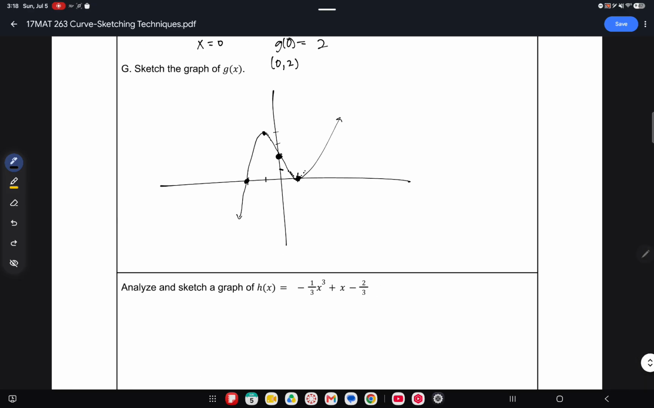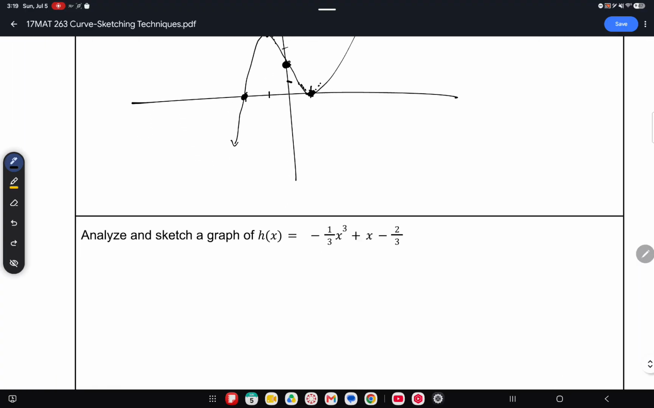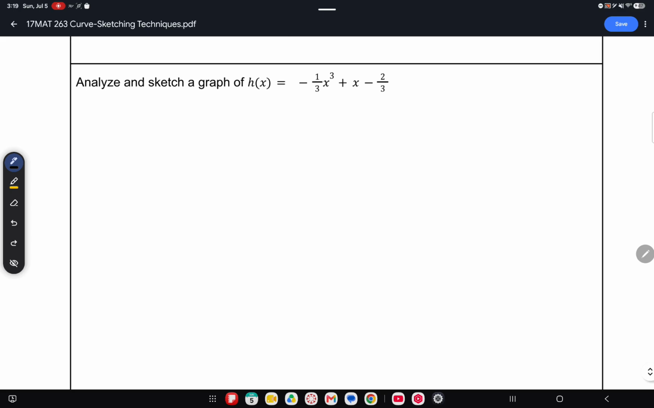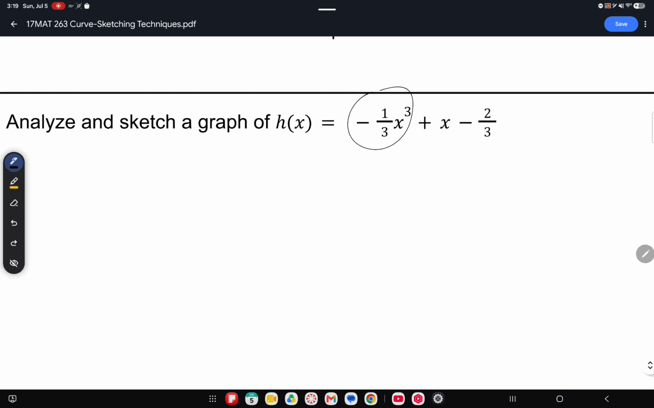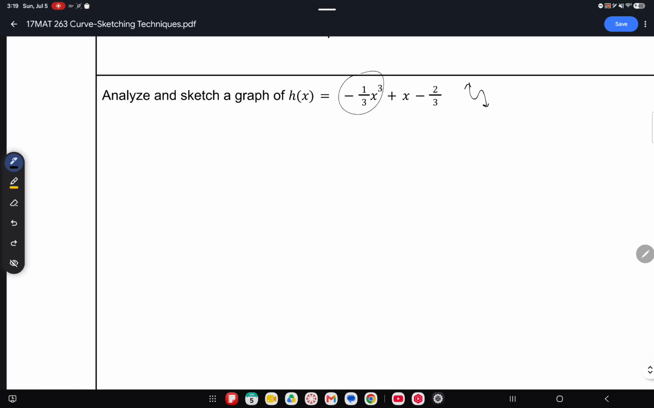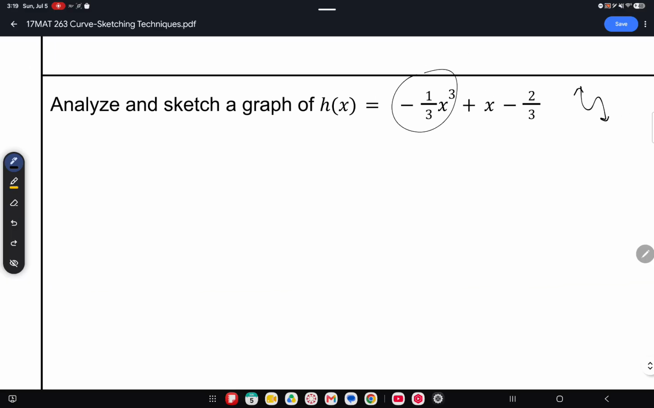All right, let's see if we can do one from scratch, right? So one that we have, I should have done a different function because this leading term is pretty much the same, right? It's an x cubed, but we have a negative x cubed. So it's going to look something like this, right? So that's not the best, but it's okay. Could have done a different function. So let's just go from the beginning.